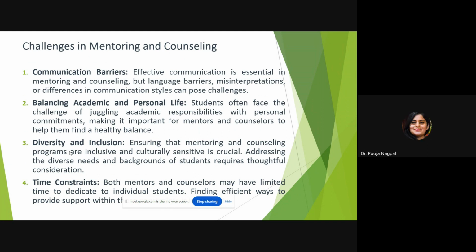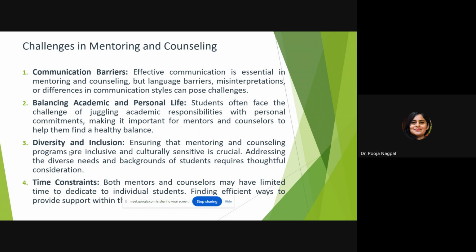Yes, ma'am. Okay. So, challenges in mentoring and counseling. I have discussed earlier that there are too many challenges in this. Now we are going to discuss these challenges. We would like to start with communication barriers. Effective communication is essential in mentoring and counseling, but language barriers, misinterpretations, or differences in communication style can pose challenges.